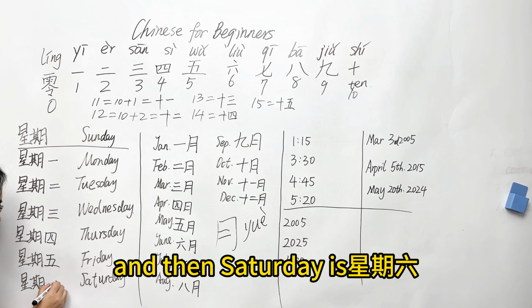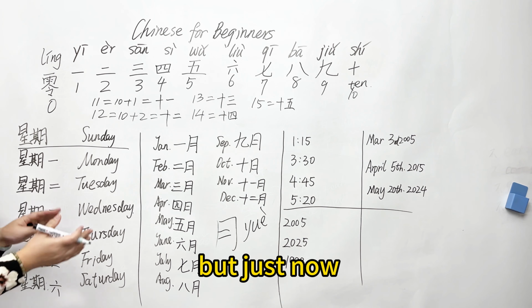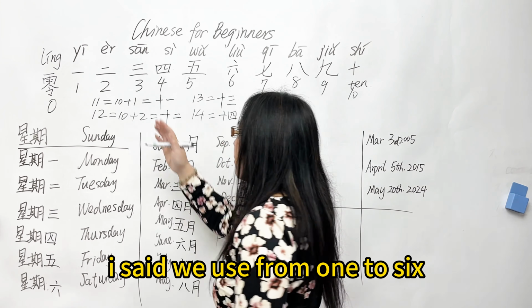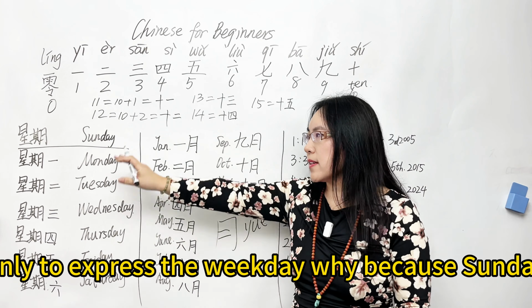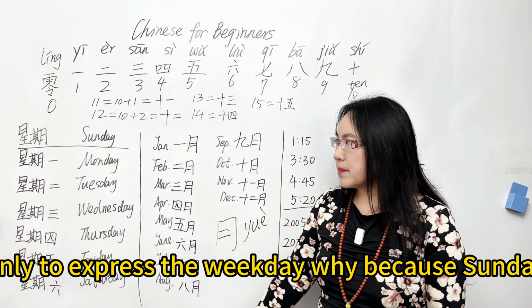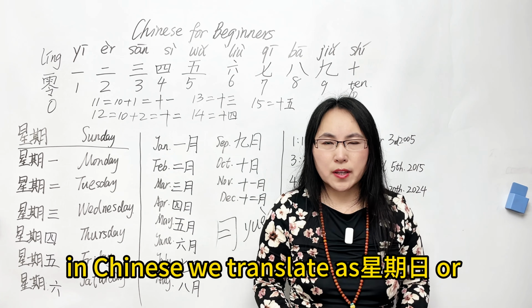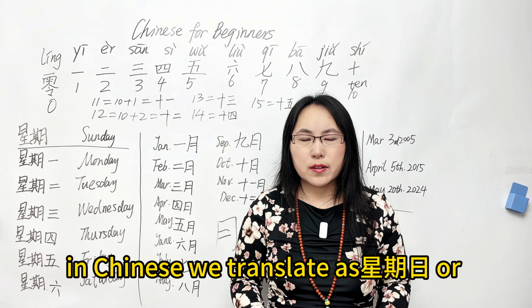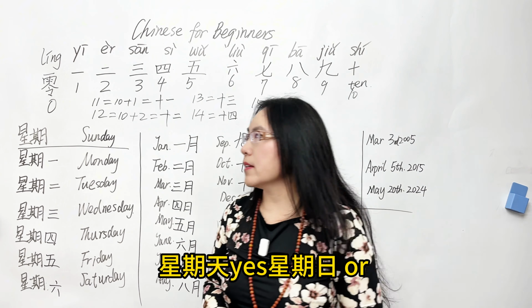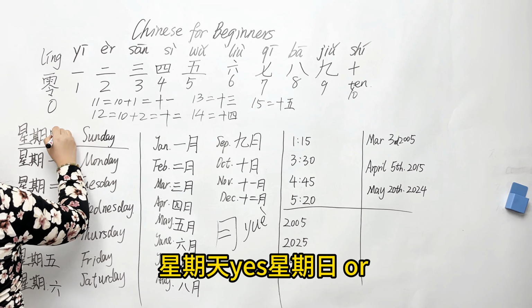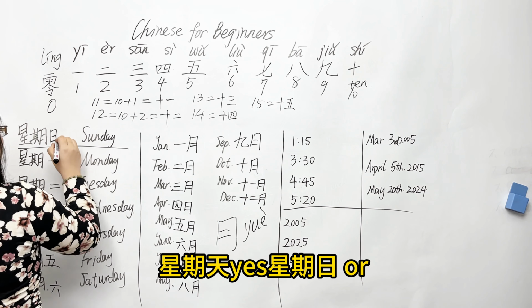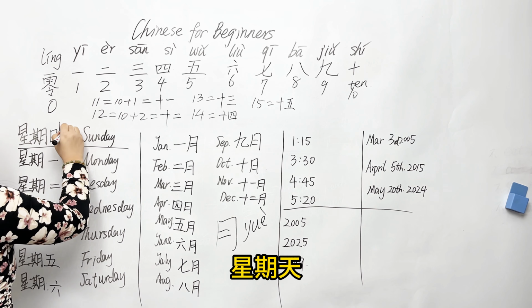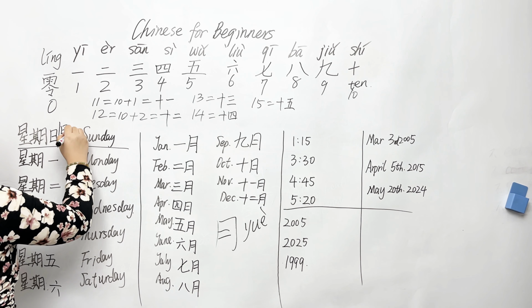Saturday is 星期六. But just now I said we use 1 to 6 only to express the weekday. Why? Because Sunday in Chinese we translate as 星期日 or 星期天.